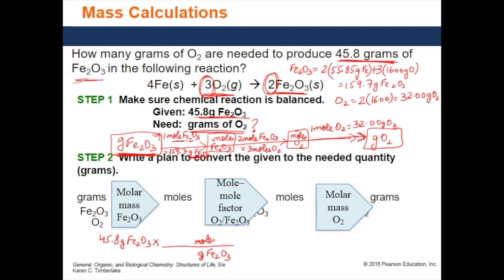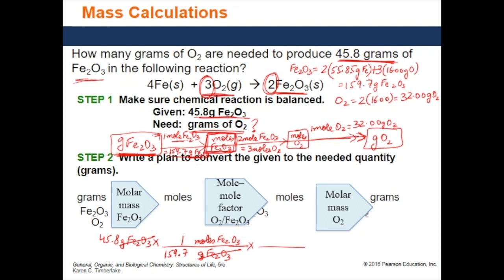1 mole of Fe2O3. How many grams? 159.7 grams of Fe2O3. Just simply use the numbers from your solution map now. Grams of Fe2O3 got cancelled. Your answer is in moles of Fe2O3. So that is right here. I'm at box number 2. I need to go from box 2 to box 3 using this conversion factor.